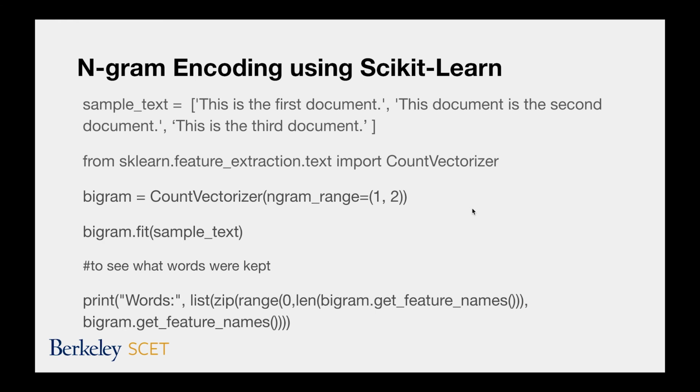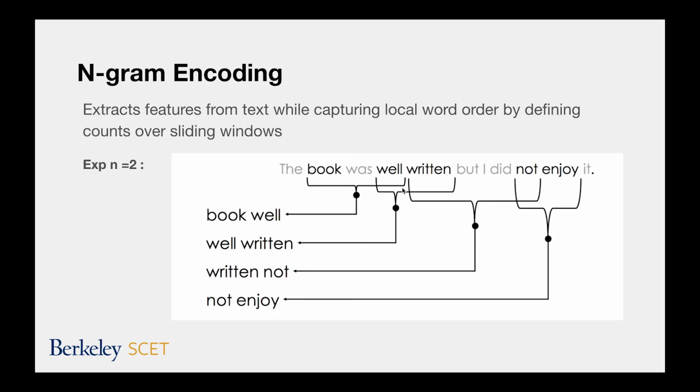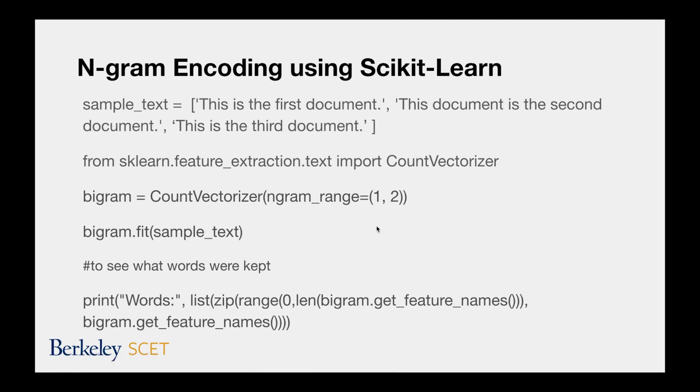And so how you would implement this is you would call CountVectorizer again, but you would pass in ngram_range. When you pass in 1 and 2, it actually takes words that are single, so this is basically a bag of words model, right? And it also takes words that are in pairs of 2. So for example, it would take book as well as book well. And then you would fit it. This is called a bigram once again, since we are looking at n equals 2. And if you want to see what words were kept, once again, because it does remove stop words, and it is sparse encoding.